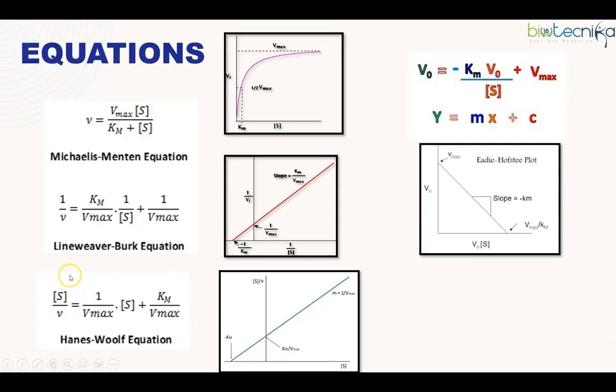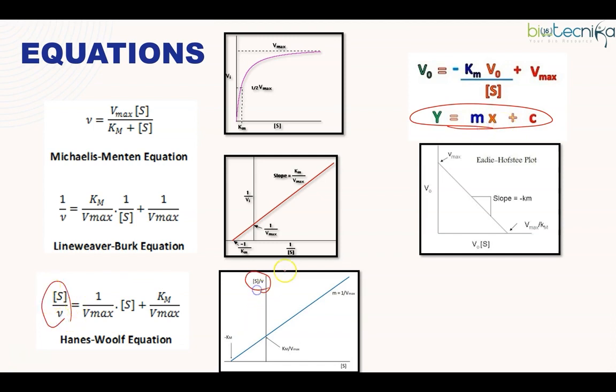Then the third kind of equation that they have given is the Hanes-Woolf equation. That is S by V equals 1 by Vmax into S plus Km by Vmax. Now if you see here, same y is equal to mx plus c. If you apply, S by V is y.